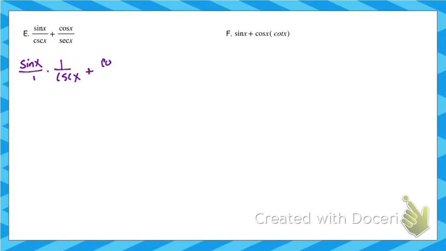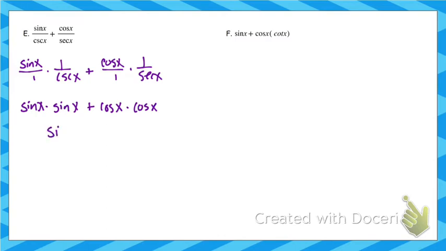I'm going to do the same thing with the other fraction. Okay, this is the same thing, just written a different way. The reason I'm writing it this way is because 1 over cosecant is the same thing as sine. And then 1 over secant is the same thing as cosine. Well, sine times sine is sine squared. Cosine times cosine is cosine squared. And sine squared plus cosine squared is 1. That's one of your Pythagorean identities.